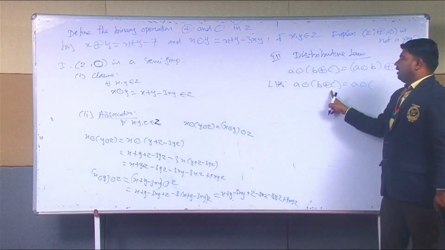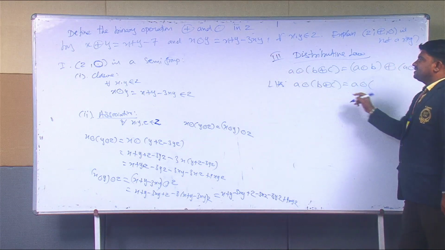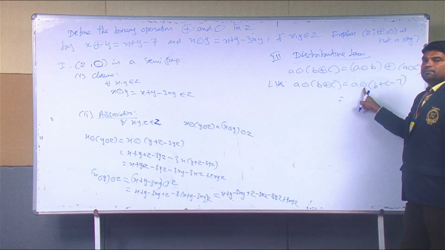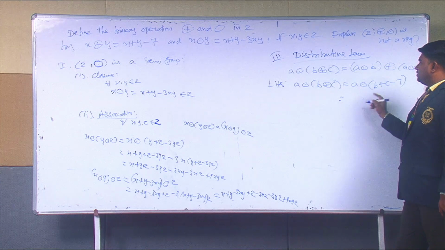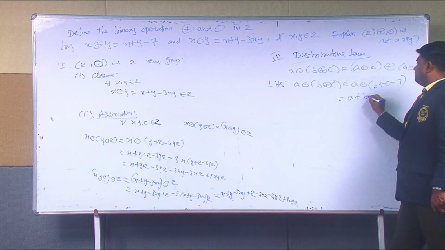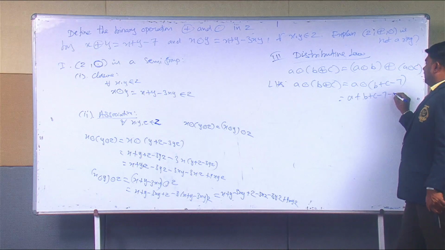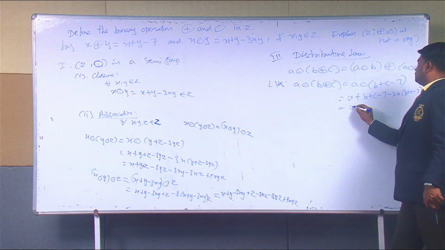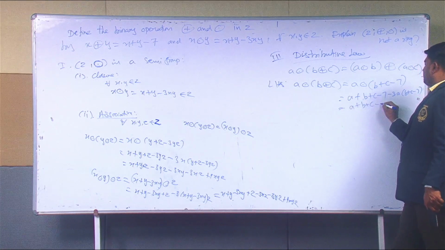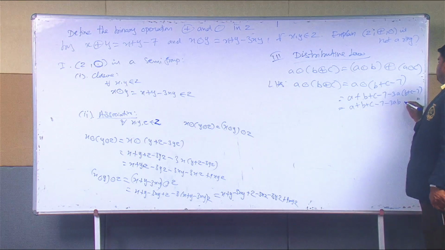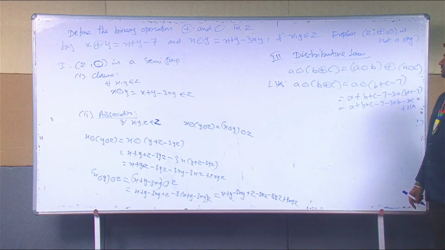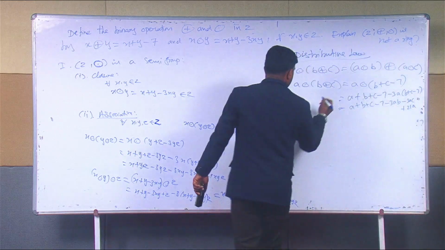Now implement the addition modulo condition for B and C: B plus C minus 7. I can implement the multiplication modulo condition for these two integers: A plus B plus C minus 7 minus 3 into A into B plus C minus 7. So A plus B plus C minus 7 minus 3AB minus 3AC plus 21A. So this is the left side value. Now the RHS.